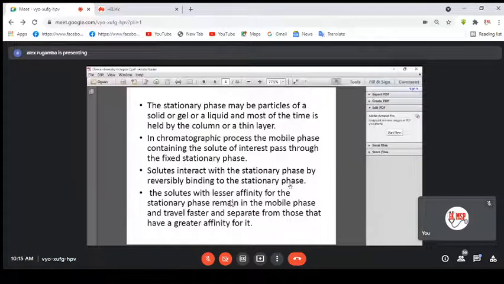The stationary phase may be particles of solid or gel or liquid, and most of the time in a chromatographic process the mobile phase contains solute. I showed you how the mobile phase contains solute. The solute interacts with the stationary phase by reversibly binding to it. If our target in the mobile phase is highly polar things, and we have polar material in the stationary phase, then they will bind.